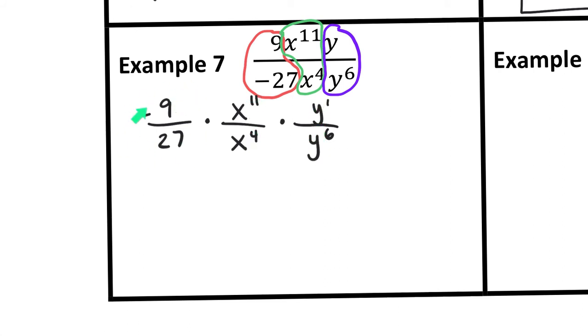Here, I can say, can I simplify this fraction? Yeah, they're both divisible by 9. So we can simplify and we get negative 1/3. Right, 9 divided by 9 is 1. 27 divided by 9 is 3.